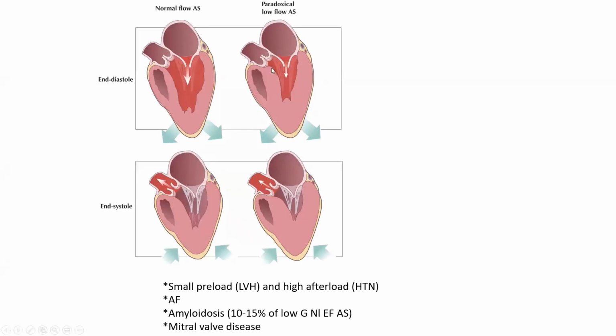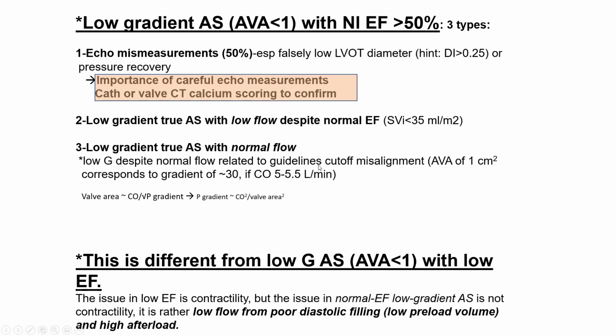And the reason that you get a truly severe low gradient AS, I've highlighted those. The more common thing is hypertensive heart disease, but there are some other overlooked causes. Atrial fibrillation is another cause of low gradient truly severe AS with normal EF. That's why, again, I take the highest gradient in AFib. Another one is amyloidosis. 10 to 15% of low gradient normal EF AS are amyloid heart disease. Another one is mitral valve disease. So when you have on echo low gradient AS with a valve area less than 1 and a gradient less than 40 and especially less than 30 with normal EF, there are those three types.